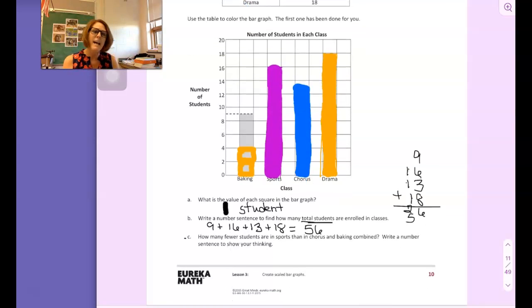Letter C says, how many fewer students are in sports than in chorus and baking combined?